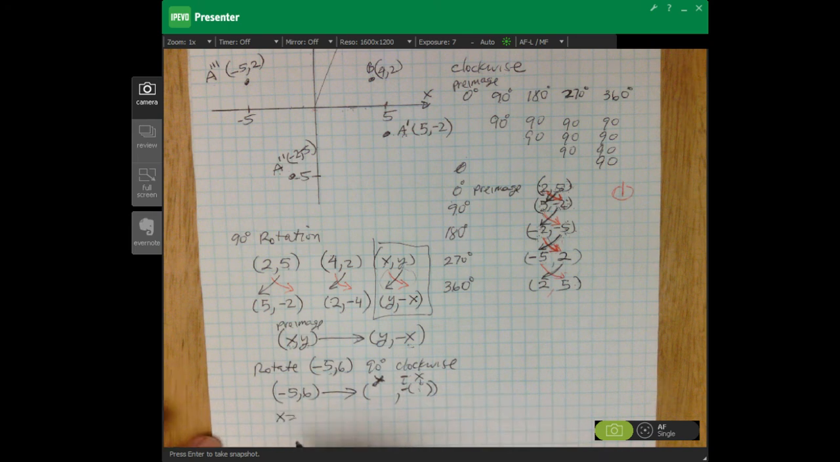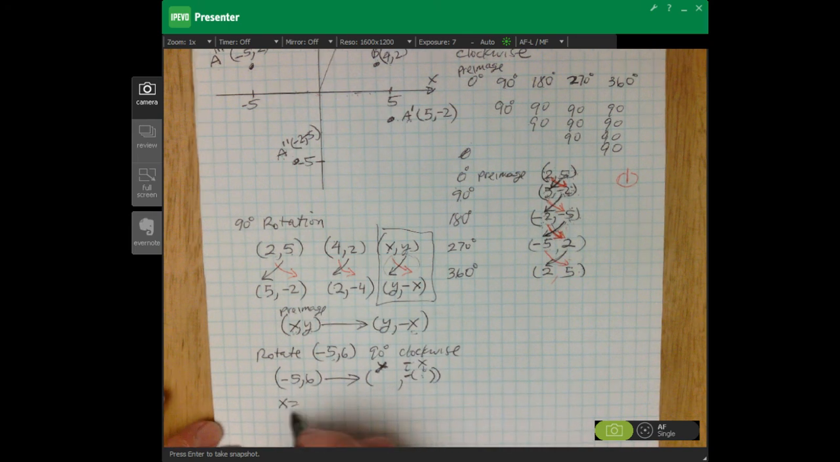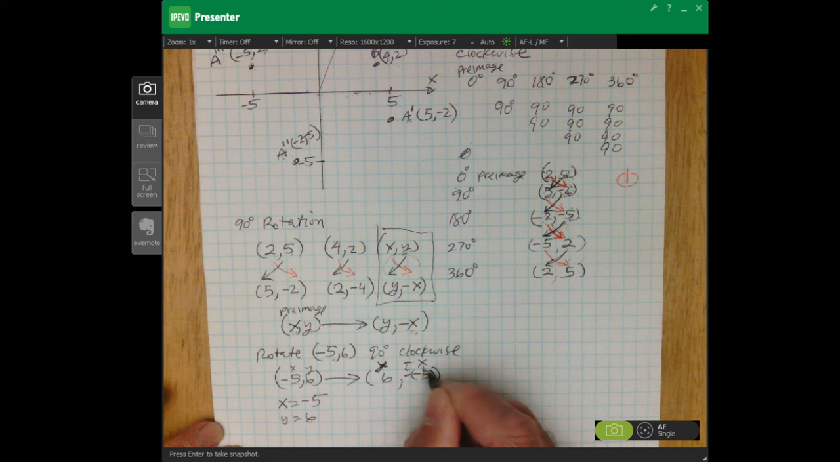So the first thing you want to do is look and ask yourself, what's x? It's -5, right? And what's y? 6. All you do now is put them in their place. So y is 6, so it goes here. X is -5, it goes here.